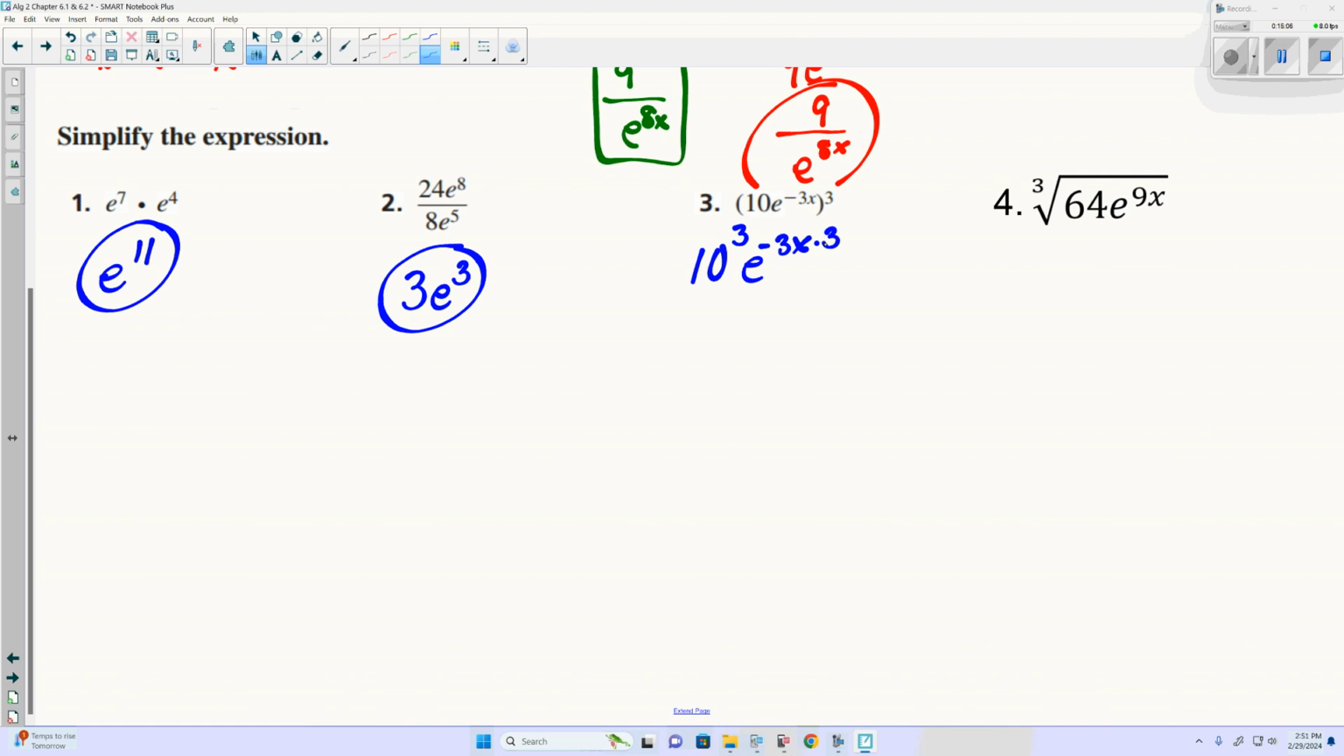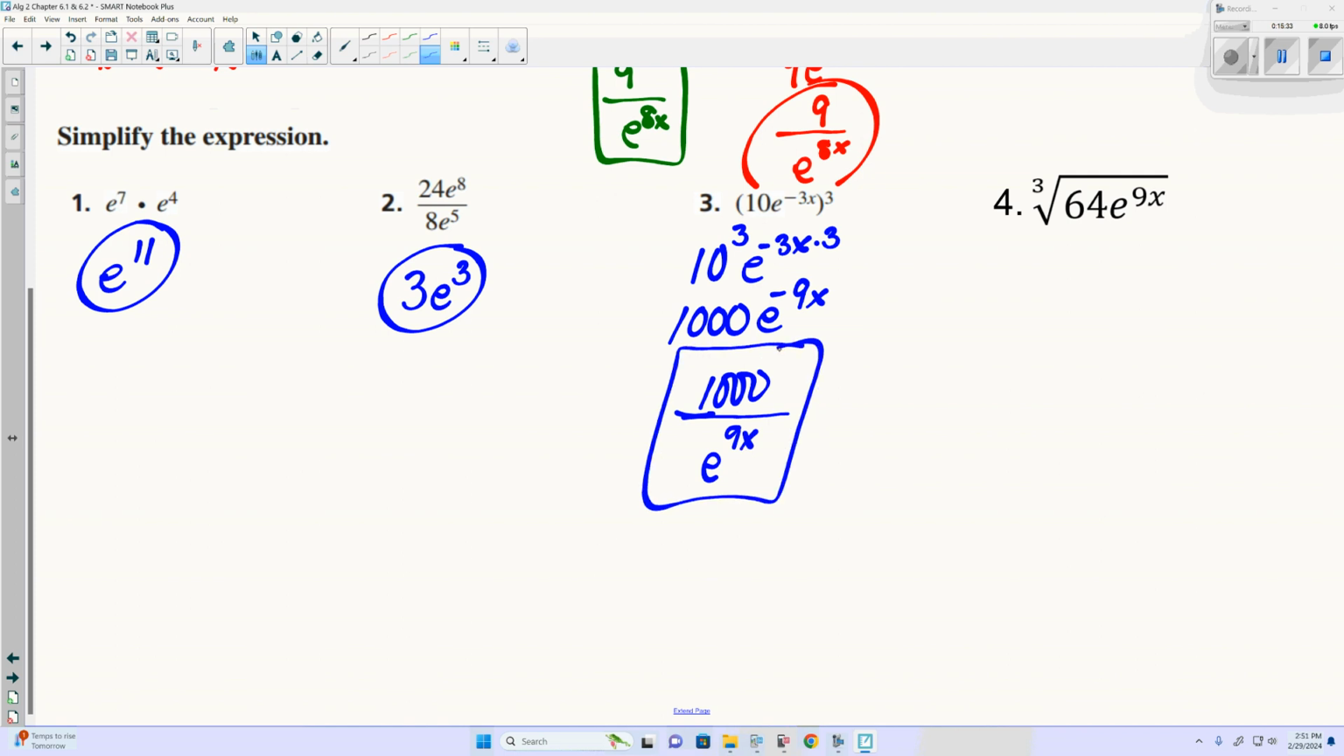Well, 10 to the third is 1,000. e to the negative 3x times 3 is negative 9x. But we do have to make that exponent positive. So we move it from the numerator to the denominator.